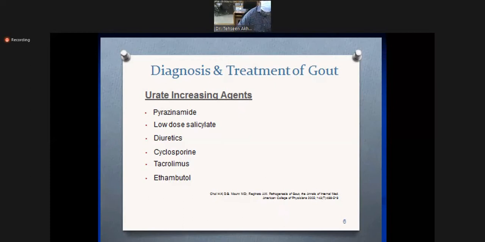Low dose salicylate may also increase the level. There are diuretics, the loop diuretics and thiazide diuretics. These diuretics may increase the level. Some drugs like cyclosporin, tacrolimus, and ethambutol may also increase the level. Then we saw again a drug which is used in combination with tuberculosis.